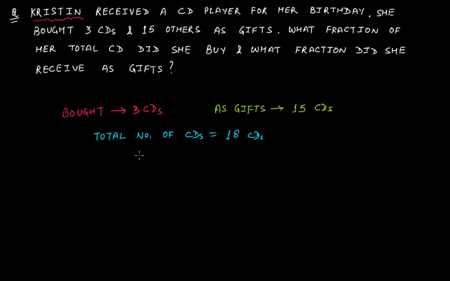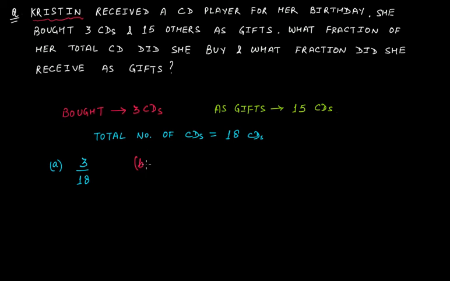Okay, so for this part, what fraction of her total CDs did she buy? For the first part, the answer will be, since she bought 3 CDs and these 3 CDs are out of the 18 total CDs that she has, 3 by 18 will be the fraction.